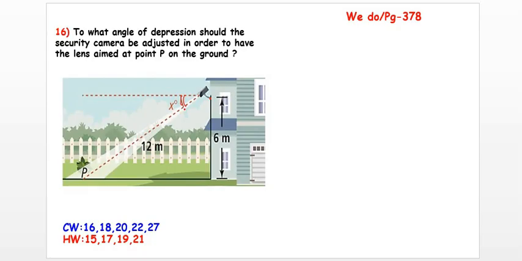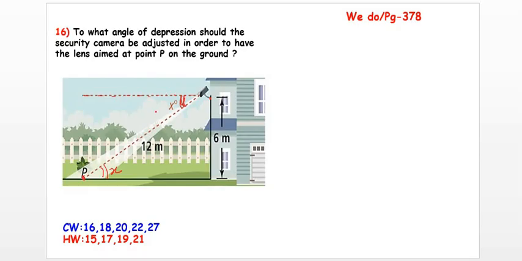So this is the angle of depression. Why? Because if the security camera is fixed to see in the front like this, it will be the horizontal line. Now this is the line where it is looking downward, so this angle is going to be the angle of depression. I'm trying to find this angle of depression. It will be the same here, x, right?